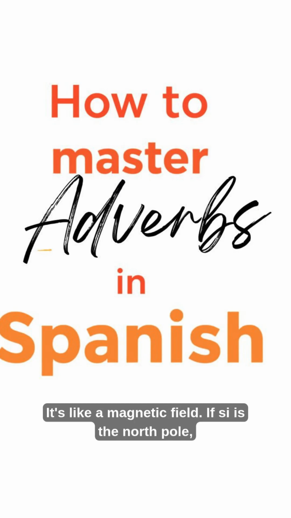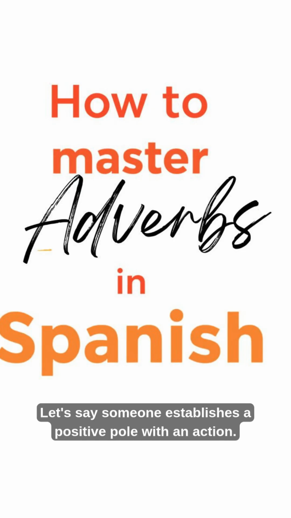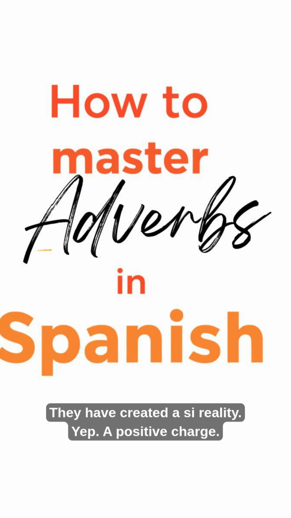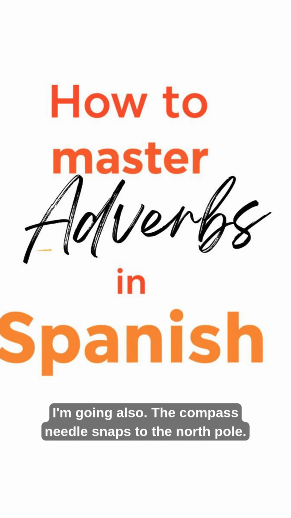It's like a magnetic field. If sí is the North Pole, también is the compass needle swinging to point at it. Let's say someone establishes a positive pole with an action. They say, I'm going to the party. They have created a sí reality. Yep, a positive charge. If I want to align with that magnetic charge, I use también. I am going also. The compass needle snaps to the North Pole.